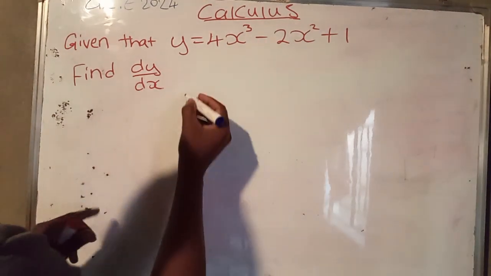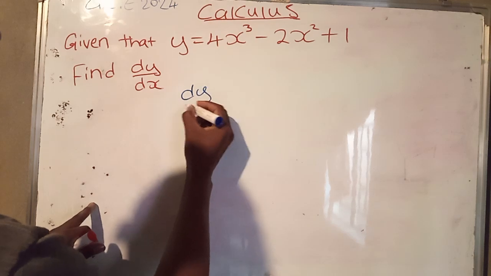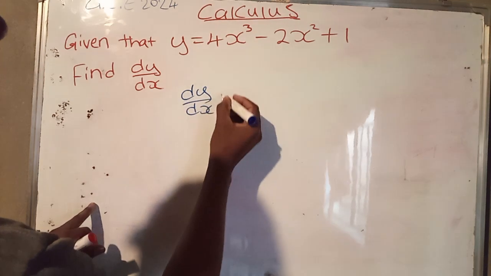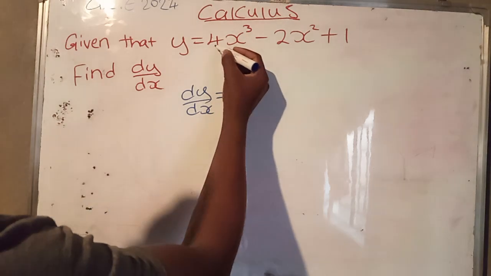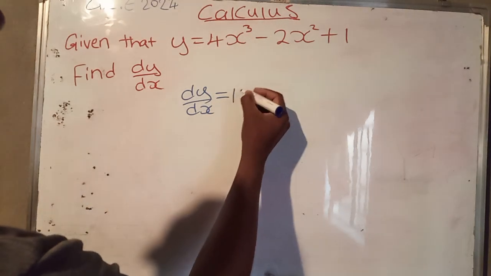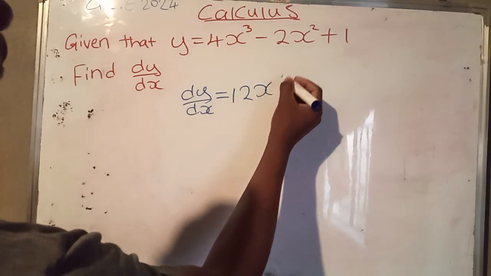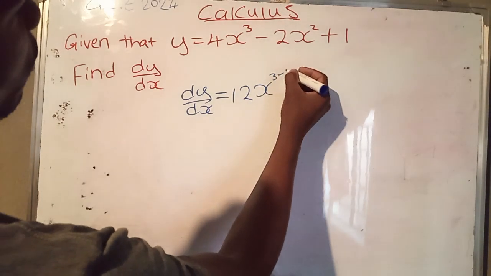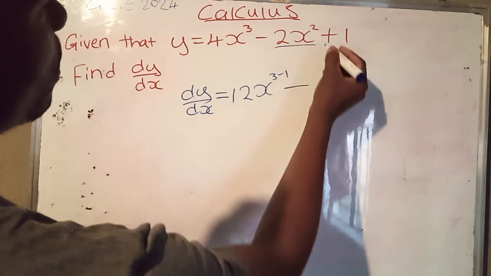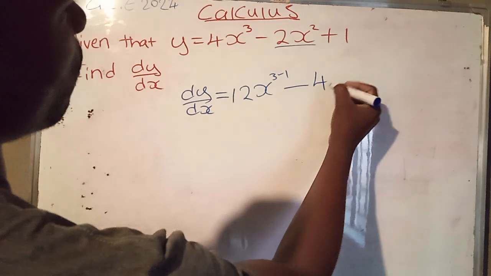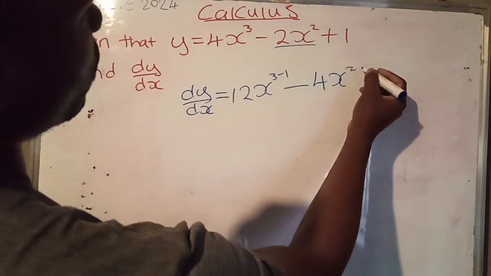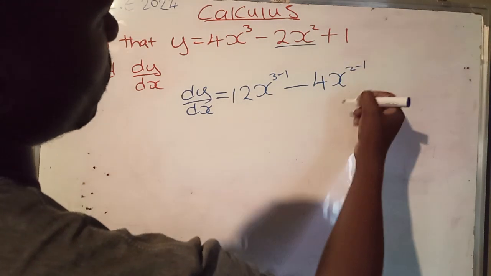So you are going to say dy over dx is equal to, we have a 4 as a coefficient. So 4 multiplied by a 3, it's a 12. 12x. Then to this power you remove a 1. You go to this one now. You say 2 multiplied by a 2, it's basically a 4x to the power 2. Then you remove a 1 as well.